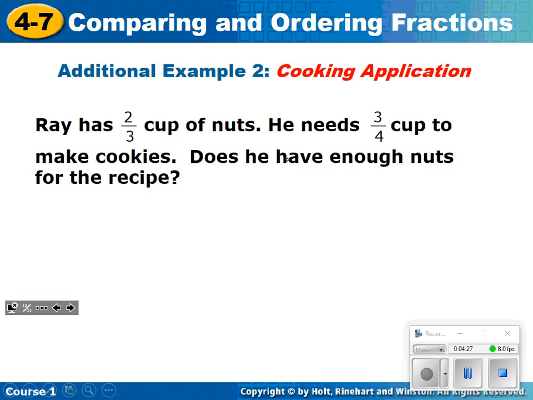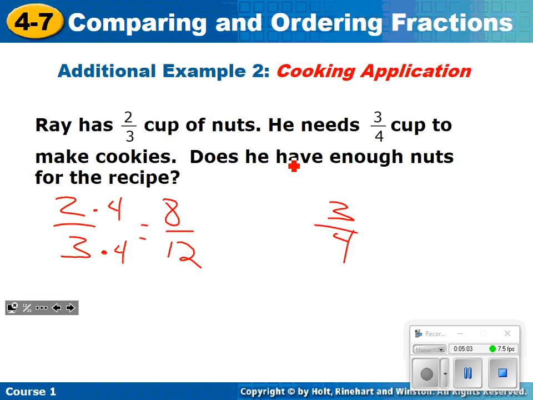All right, so Ray has 2/3 of a cup. He needs 3/4. We cannot compare those fractions unless we have a common denominator. So we have to find an equivalent fraction to get both of these to have a common denominator. And to me, the common denominator should be 12, because 3 goes into 12, and so does 4. So what do we want to multiply top and bottom here to get 12? 4 times 4 times 4. So we end up with 8/12. This one, we have to multiply top and bottom by what? Rosie.